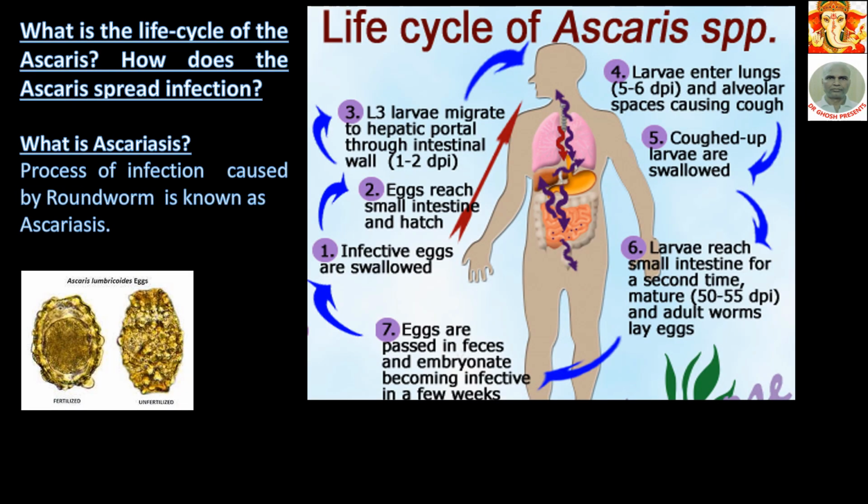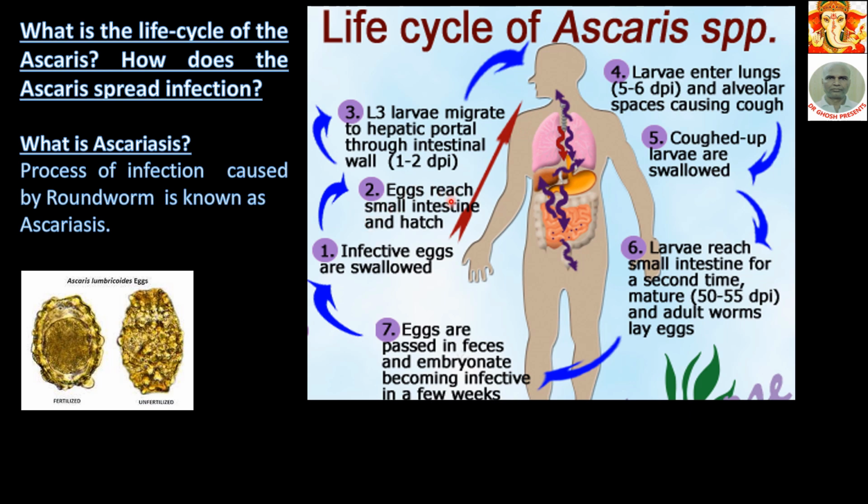What is the life cycle of Ascaris? How does Ascaris spread infection? See, I have collected this particular pamphlet from the internet, and I will use it to make you understand the life cycle. Number one, infective eggs are swallowed. Infective eggs means eggs of this particular worm. How this egg comes will be explained slightly later. Swallowed means it comes on the hand by touch and somehow goes into the mouth.